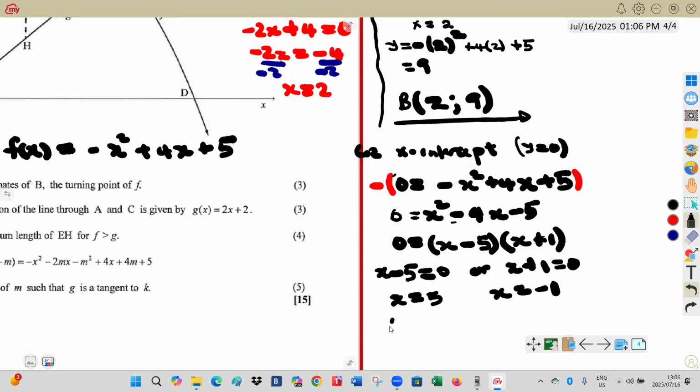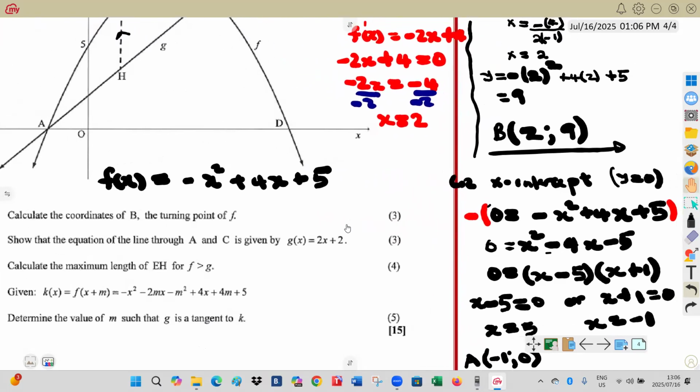So the coordinates that we need, we want the coordinates of A. It means the coordinates of A becomes, sorry, it's -1 because it's the x value. We start with the x value, -1, 0. These are the coordinates of our A here. Why is it we did not take 5? Because 5 is positive, but as we can see from our diagram, our A is negative.